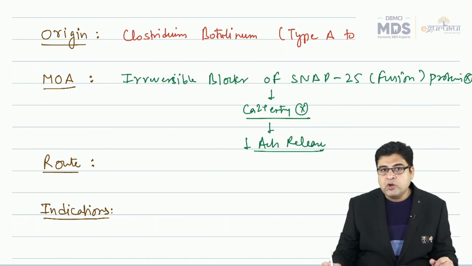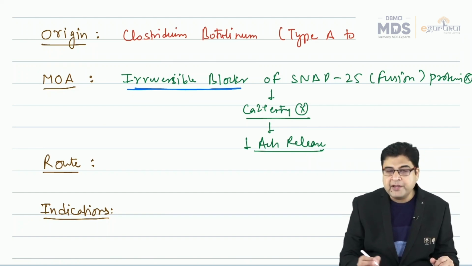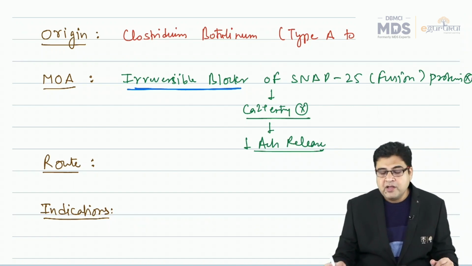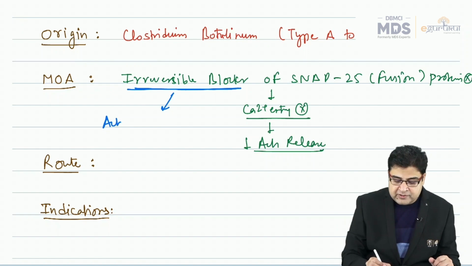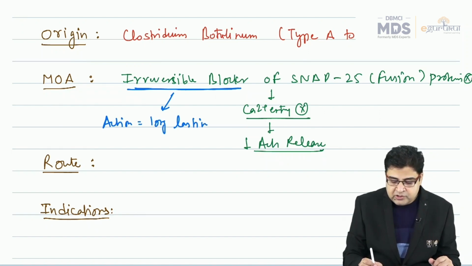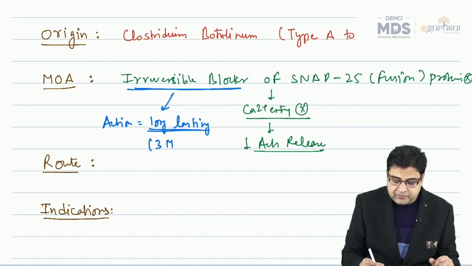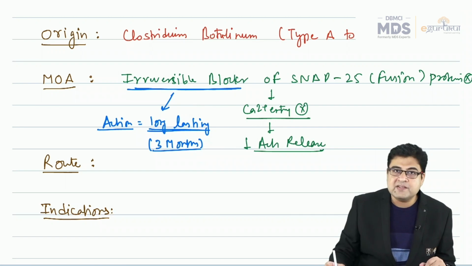Now, because this medicine is an irreversible blocker, because this medicine is producing an irreversible change in the body, the body will take a long time to recover from this effect. And because the body will take a long time to recover from this effect, this medicine's action is long lasting. Whenever you inject this medicine, the action is seen up till 3 months. You can see the medicine effect for the long term, till 3 months, because the medicine is an irreversible blocker of SNAP25 protein.